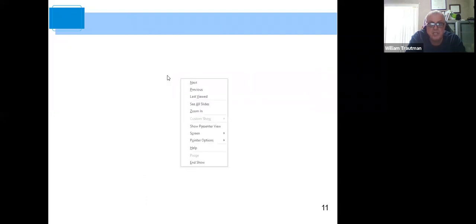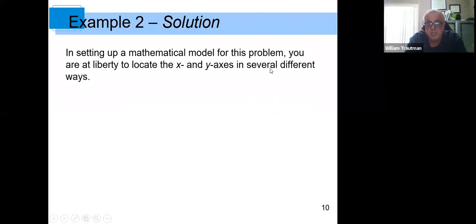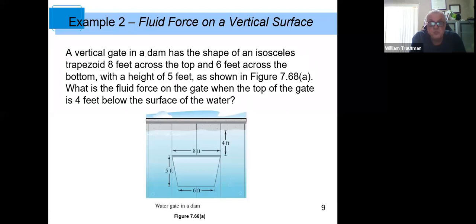Well, maybe we should have read that last part. Let's go back up. There. To find the length L of y of the region, find the equation for the line forming the right side of the gate. That's what I plan on doing. Finding the equation for the right side of the gate, because we know those coordinates. They gave us those coordinates. And I think if we looked at that other picture, we could actually create those coordinates ourselves.